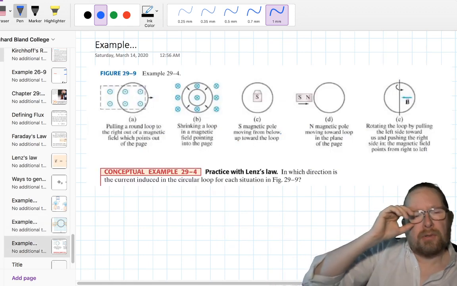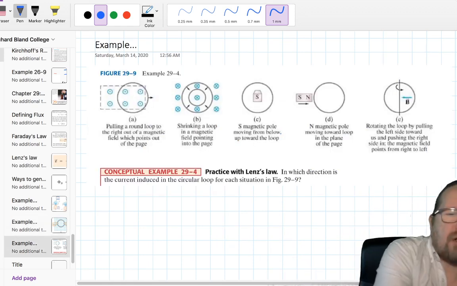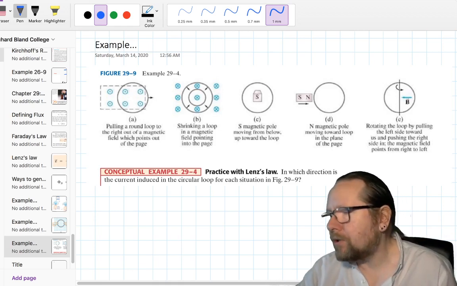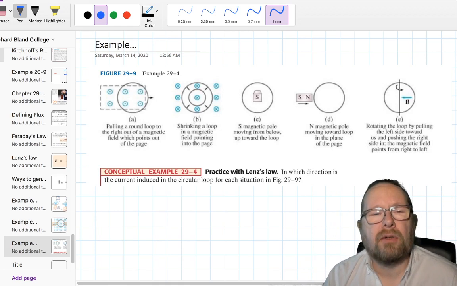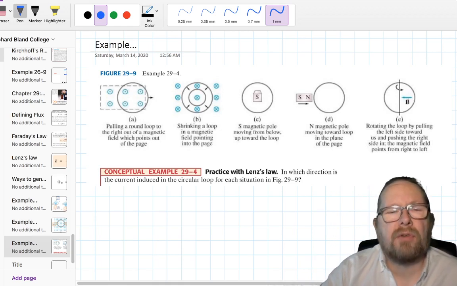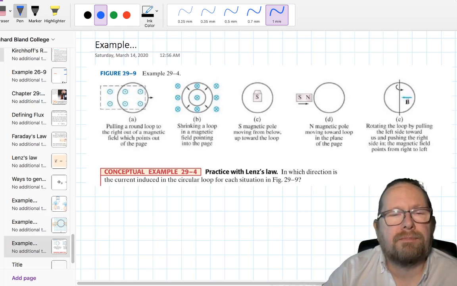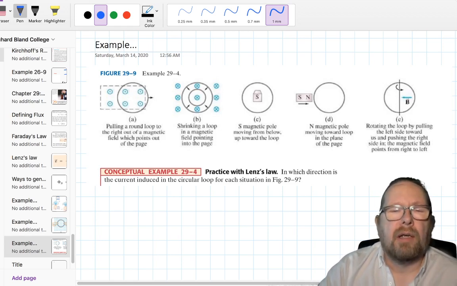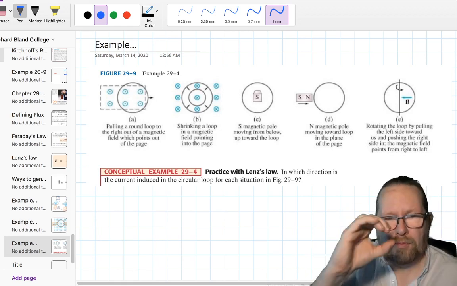The next thing your book does, on example 29-4, is just a bunch of situations with magnetic fields, changing fluxes and changing magnetic fields through all the different ways you can imagine creating that change in magnetic flux. So here's example A. You've got a magnetic field and a loop of wire, and you pull the loop out of the magnetic field. Example B, you've got a magnetic field and a loop of wire, and you shrink that loop and you make it smaller.